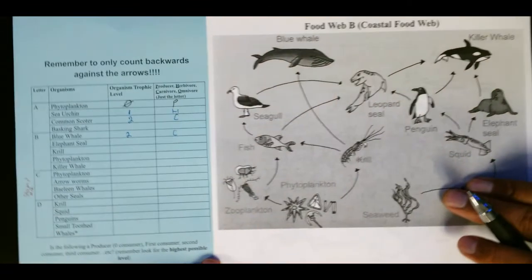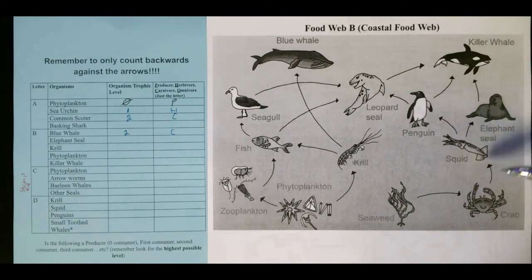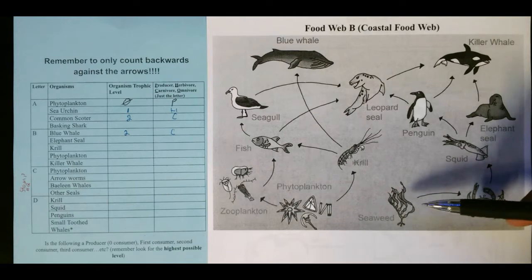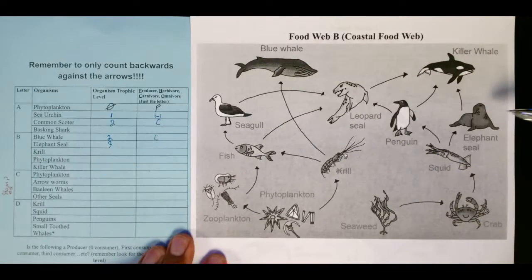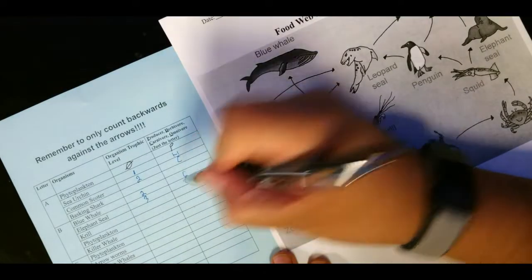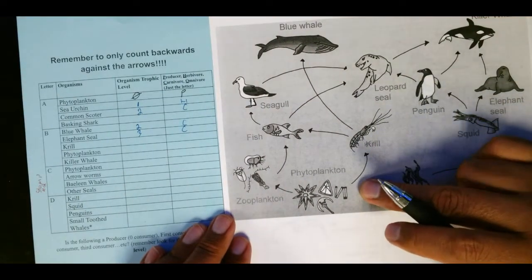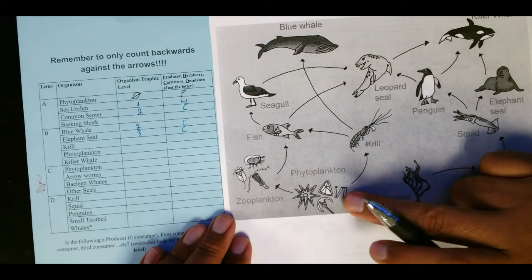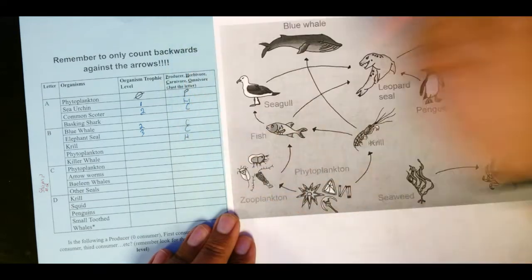All right, let's take a look at the elephant seal. Elephant seal can move backwards once. Again, there's only one arrow backwards. So 1, 2, 3. So this would be a third level consumer. Again, what's it eating? In this case, it's only eating squid in this example. So it would be considered a carnivore. So you can do the same thing with the krill. Again, just that many moves back. And then since it's only eating phytoplankton, it's only eating a producer. That means that the krill, I'm not going to do the number for you, but the krill's an herbivore.